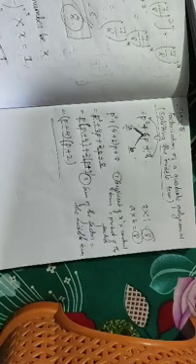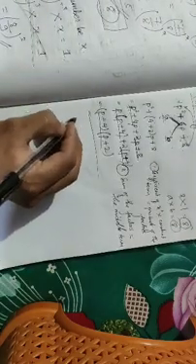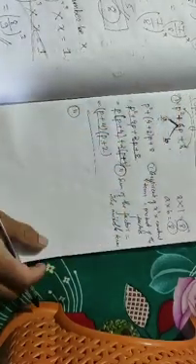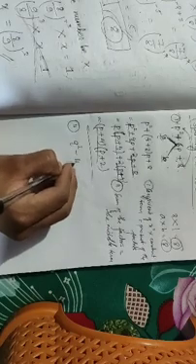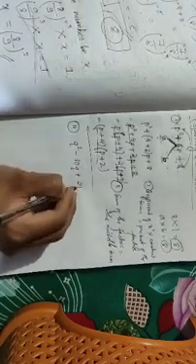Okay, now we'll move to the next sum to make you understand. So this was number 1. So number 2, the question is q square minus 10q plus 21. So this is the question.